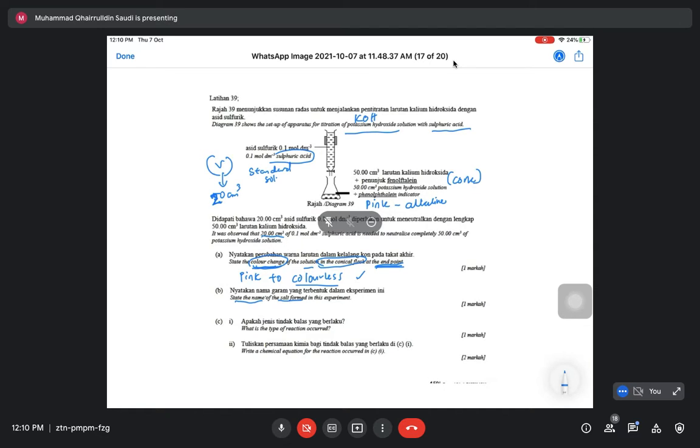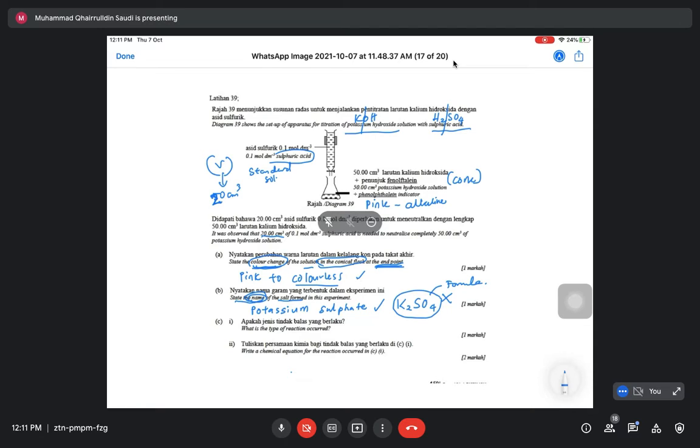Okay, it wants the name. Name of the salt formed. So, potassium hydroxide plus sulfuric acid, what is your salt? Potassium sulfate. Good. You have to write down the name, spell it: P-O-T-A-S-S-I-U-M S-U-L-P-H-A-T-E. Then you got it right. If you write down potassium sulfate K2SO4, is it wrong or right? Will you get mark or not? Wrong. You won't get any mark because this is a formula. The question asks for the name of the salt. So be careful. Read the question carefully, okay?